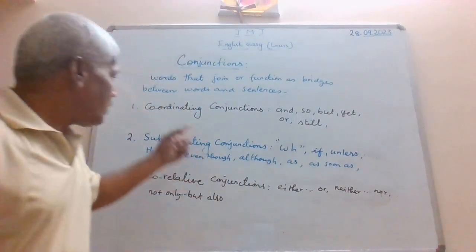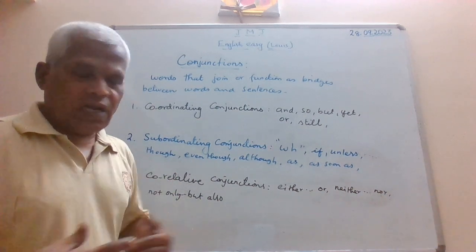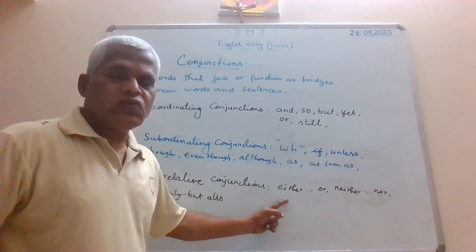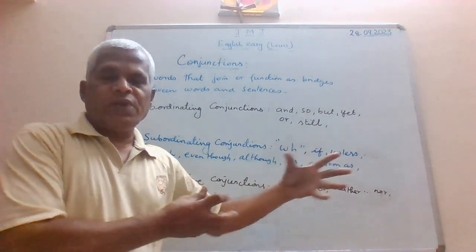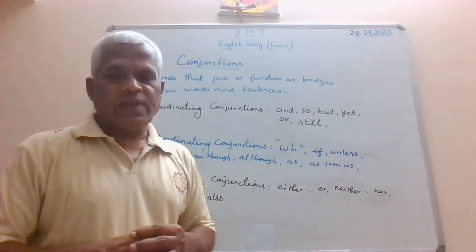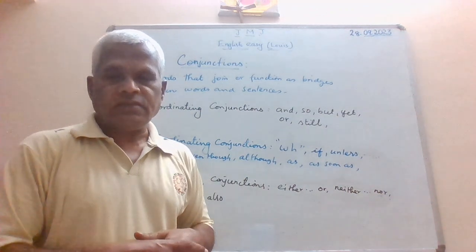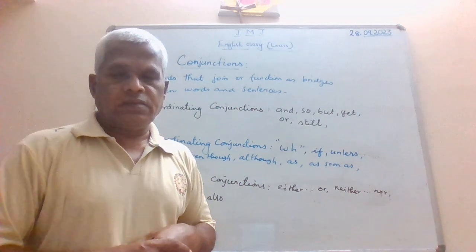Now why are they called that? They are all coordinating, but they are correlative. Now why are they correlative? Because in the conjunction itself you have two words. So these two words will be used in sentences so that you can understand the combination of these two words. See? So either Mani or Suresh is in the school.